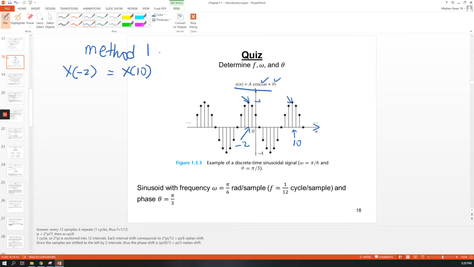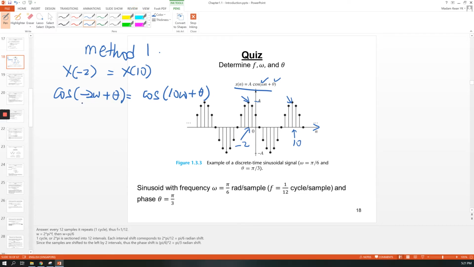So if we apply this equation, here we have a, we can take away. This is a longer way to do it, but we can do it. Since n is -2, we have cosine of -2 omega plus theta equals cosine of 10 omega plus theta, where n is 10.